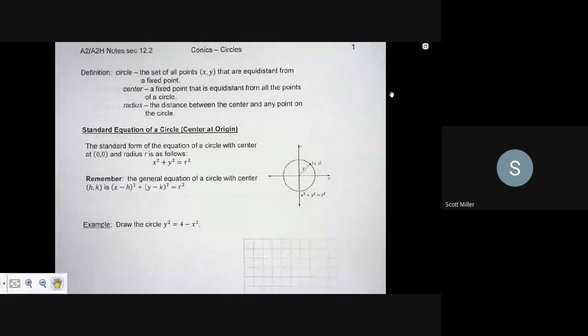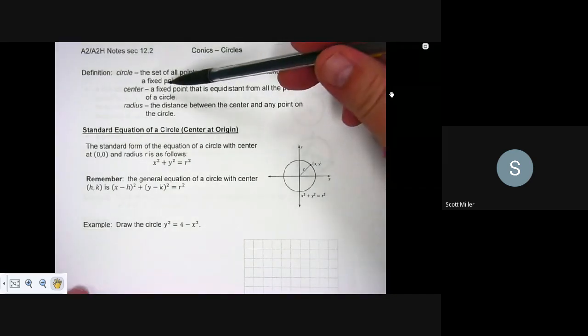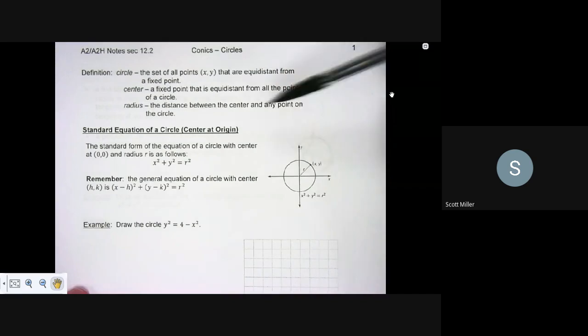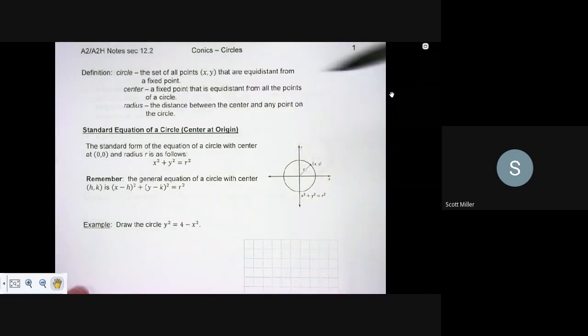Okay, in this lesson we're going to look at the conic sections for circles. So let's define what a circle is. A circle is a set of all points x and y that are equidistant from a fixed point. The center is the fixed point that's equidistant from all the points on the circle, and the distance from the center to any point on the circle is called the radius.